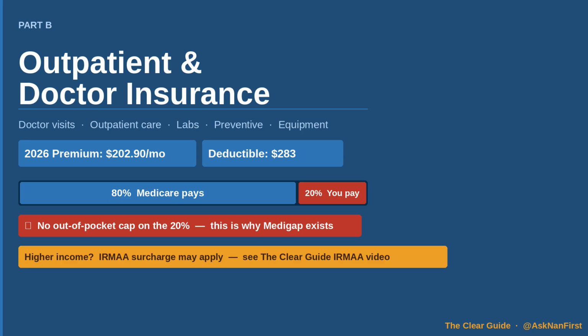That is typically taken out of your Social Security check if you're receiving Social Security. But if your income is above a certain threshold, you pay more. That's called IRMAA, and it catches a lot of people off guard. Part B also has an annual deductible. In 2026, the annual deductible was $283. And after that, Medicare pays 80% of all approved costs. You pay the remaining 20%. And there's no cap on that 20%. That's why so many people add supplemental insurance coverage.